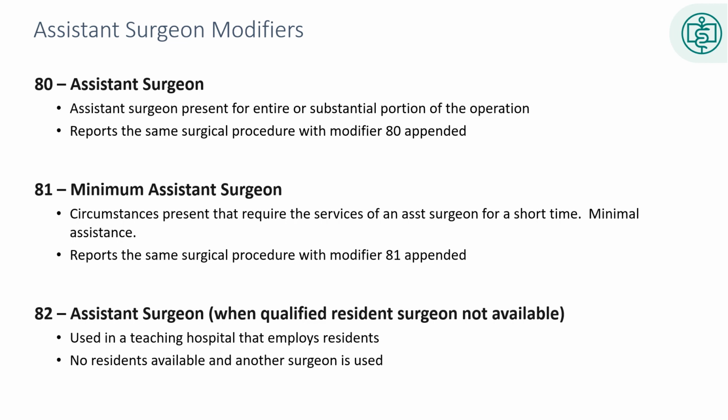Modifier 80 is added to the surgical procedure code to indicate that the assistant surgeon's services were necessary and performed during the procedure. The use of this modifier allows for separate payment to the assistant surgeon for their services. It is important to note that not all surgical procedures require an assistant surgeon, and the decision to involve an assistant surgeon is typically made on the basis of the complexity of the procedure, the patient's condition, and the surgeon's preference.